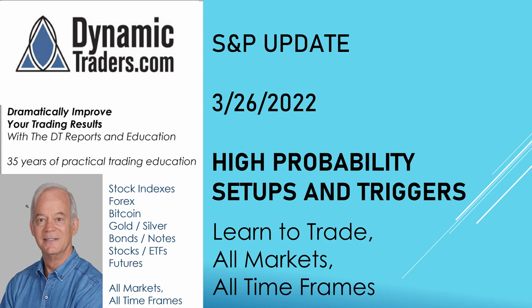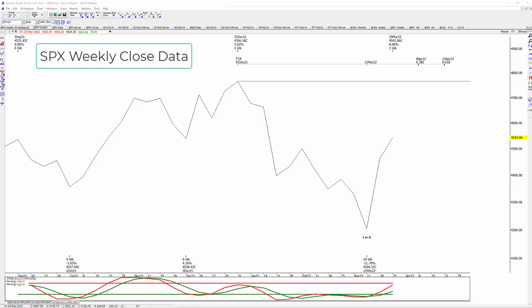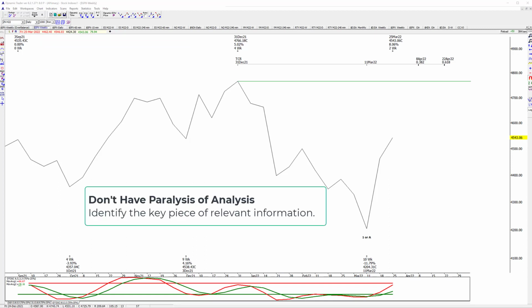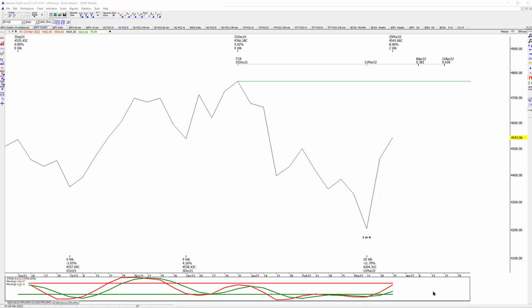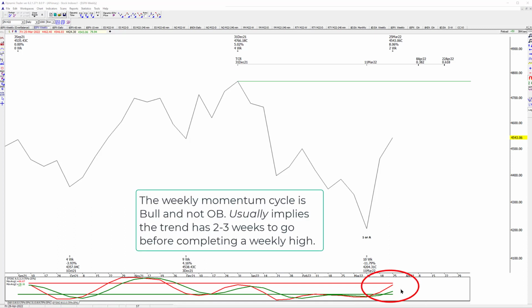Okay, let's get started. Let's take a look at the S&P. This is the S&P weekly data, and there's one key piece of information here that's valuable. And by the way, you don't want to get analysis paralysis. You don't want to have too many indicators, too many studies on your chart, all that sort of thing. You want to identify the one or two key pieces of information that are important and relevant. And the key piece of information on the weekly data is that the weekly momentum cycle is bullish and is not overbought.